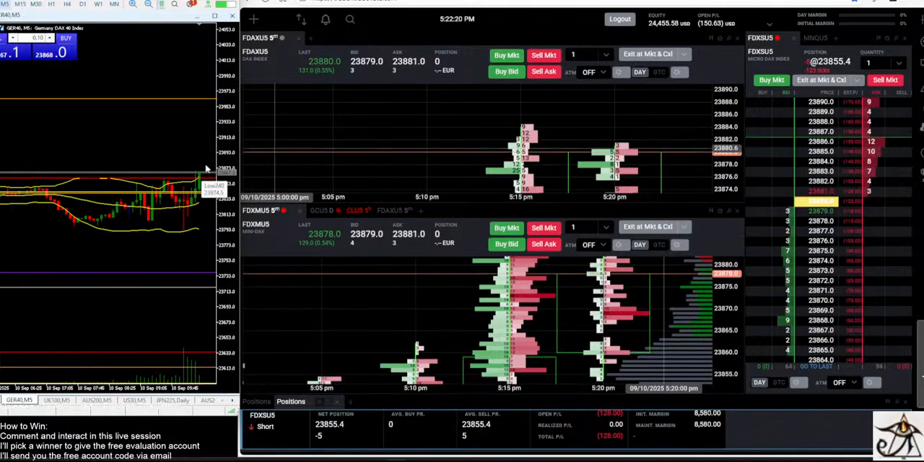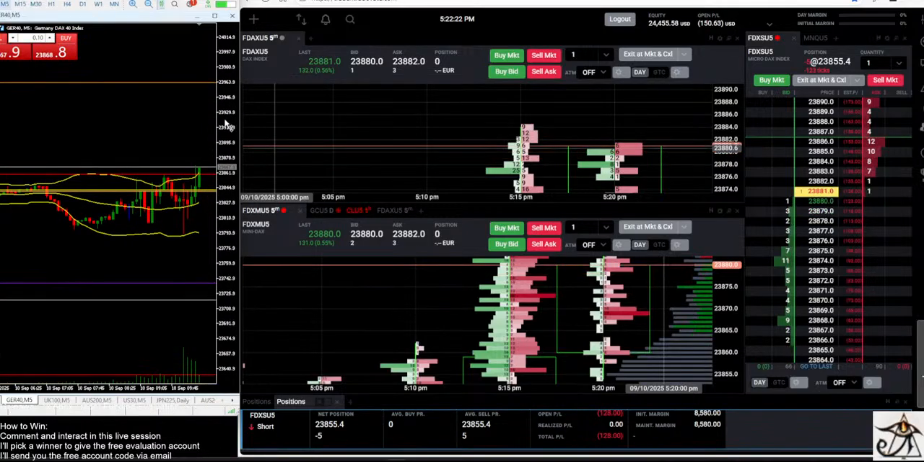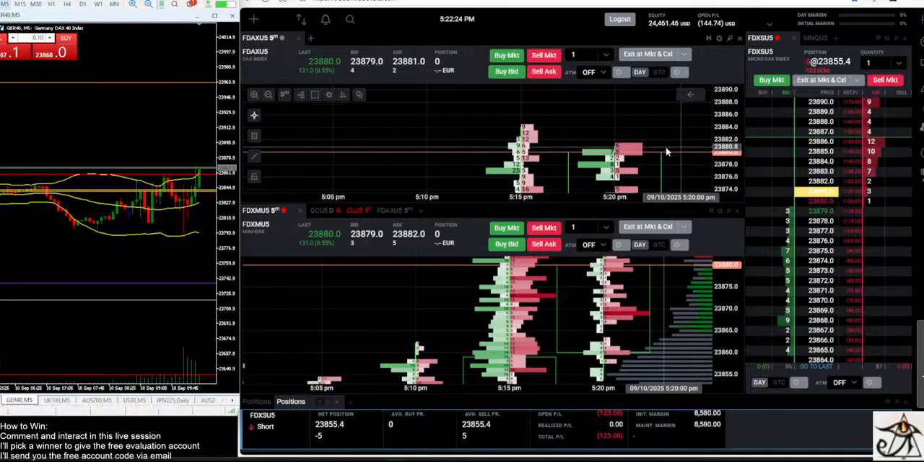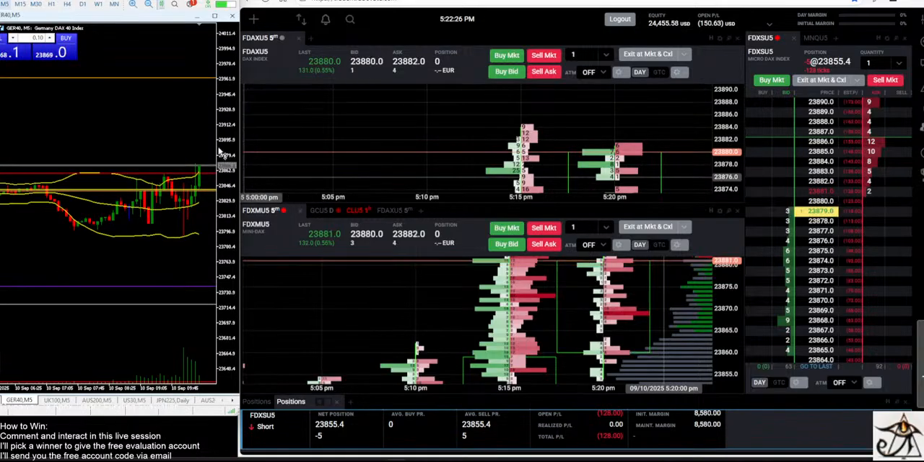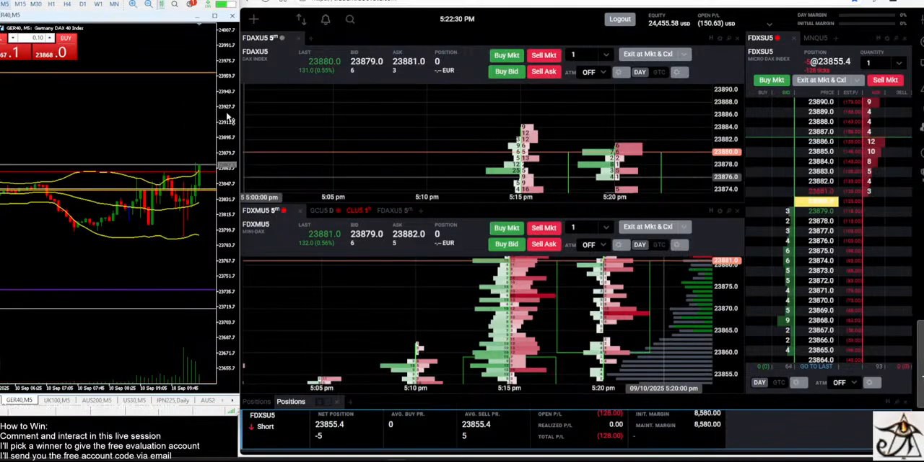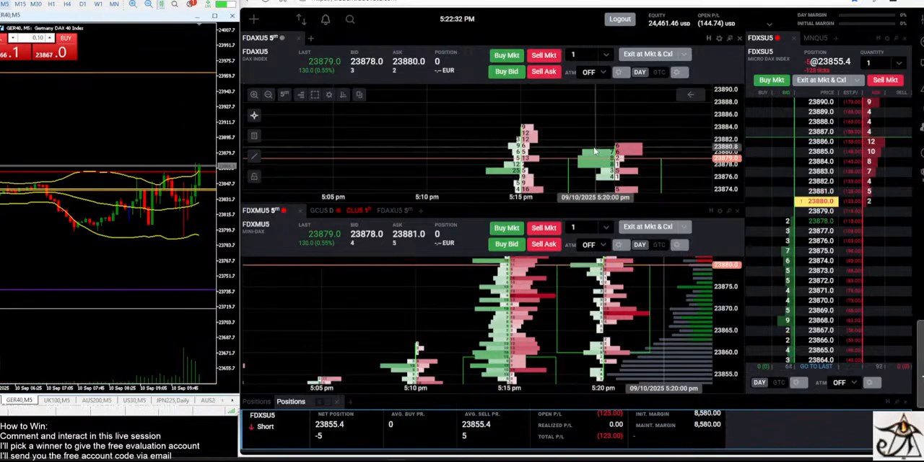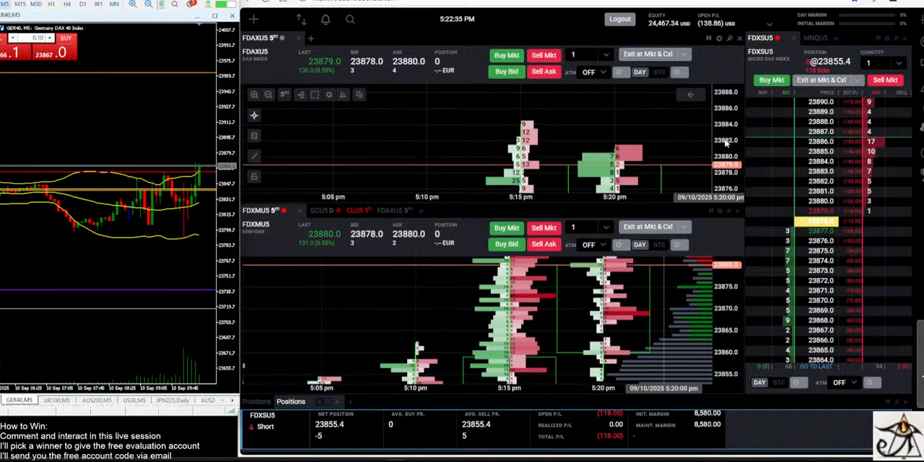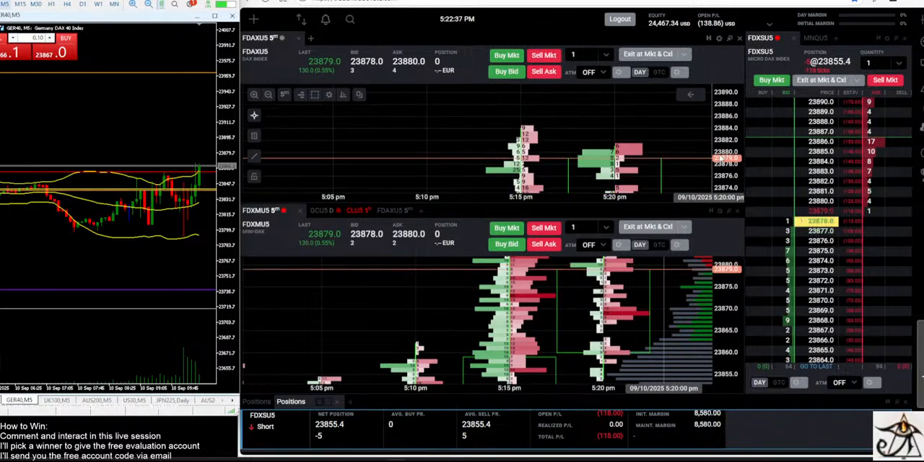So basically, if we break this structure, I'm going to have to exit the position, because I'm not going to let it go all the way up to this R2. It'll just be simply too much. So I'm better off exiting and coming back to trade another day.